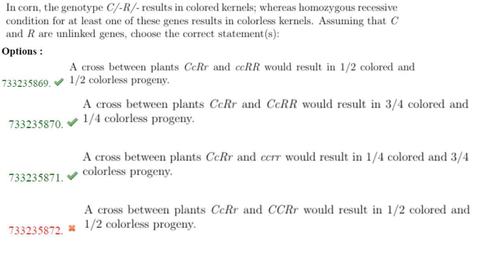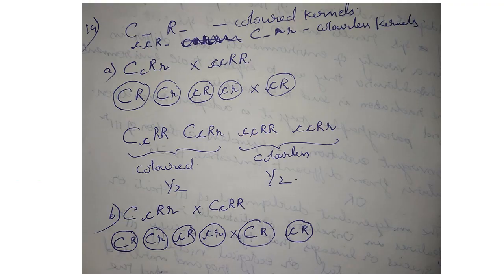Then next one. In corn, the genotypes C and R result in colored kernels, whereas the homozygous recessive condition for at least one of these genes results in colorless kernels. Assuming that C and R are unlinked genes, choose the correct statement. For each option, A, B, C and D, I have given a description of how half colored and half colorless were obtained, or in some cases I have drawn the Punnett square also. You can go through that and then you will understand.